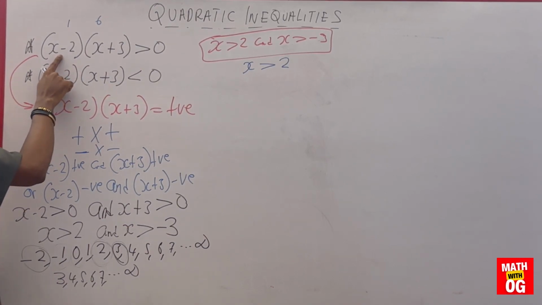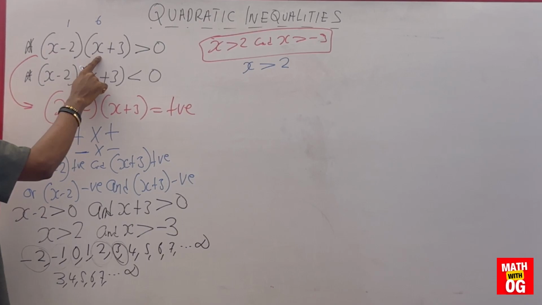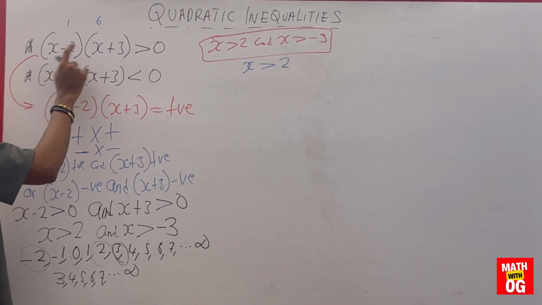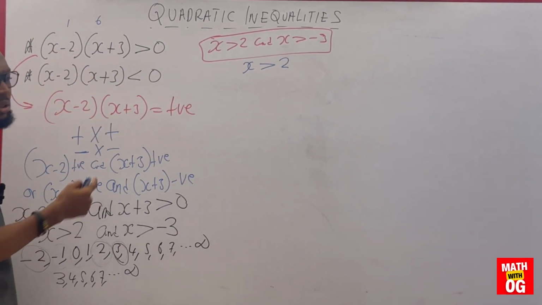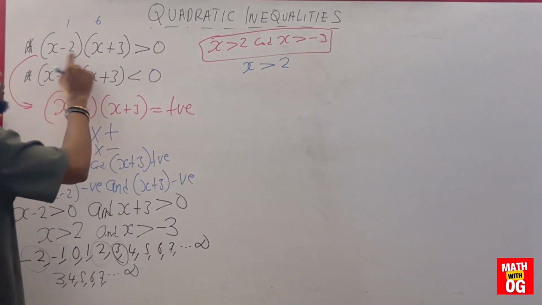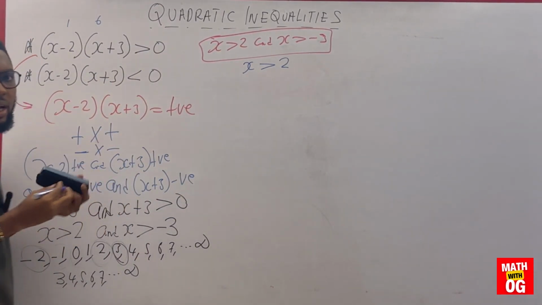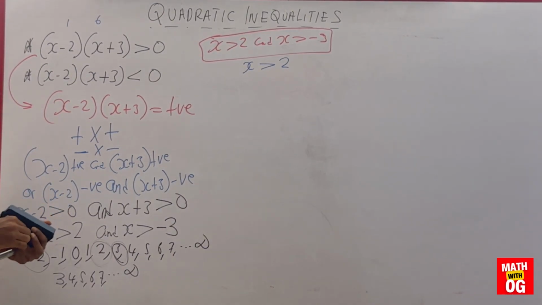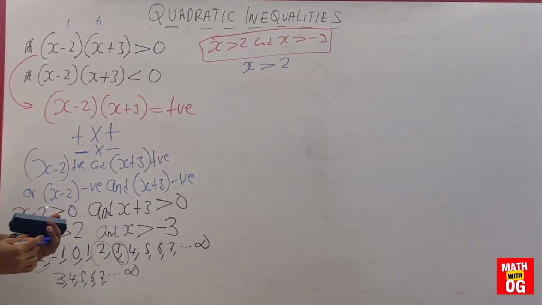Pick another number greater than 2 like 10. 10 minus 2 is 8. 10 plus 3 is 13. 8 times 13 will give you a value greater than 0. So you can see that any time s is greater than 2, the product of these two guys must be greater than 0. So that is one of the solutions to this quadratic inequality.